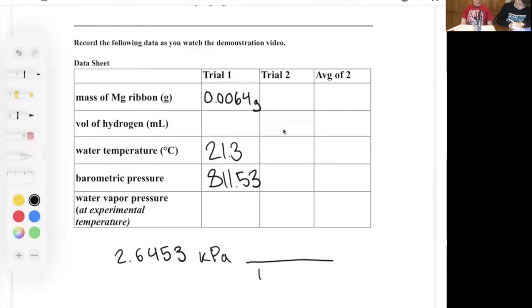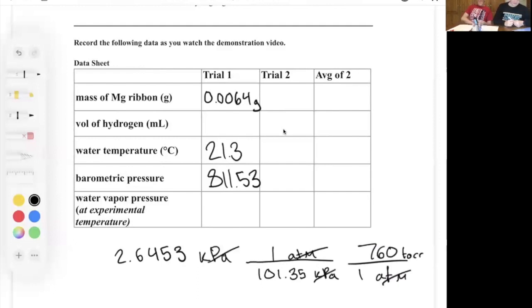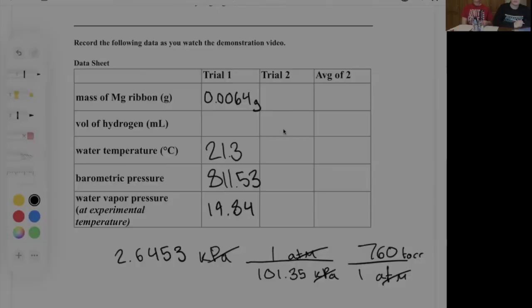If you recall, there's 101.3 kilopascals to every 1 atmosphere. And there are 760 torr in 1 atmosphere. So doing the calculation, you get 19.84 torr.